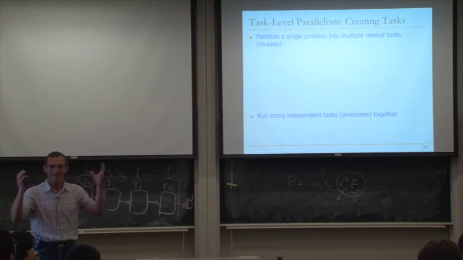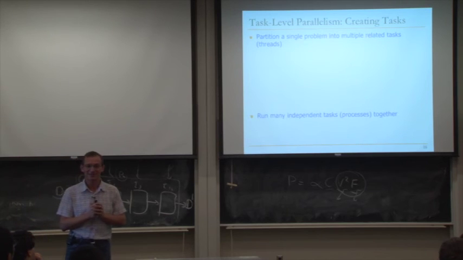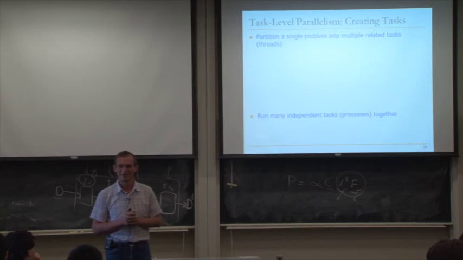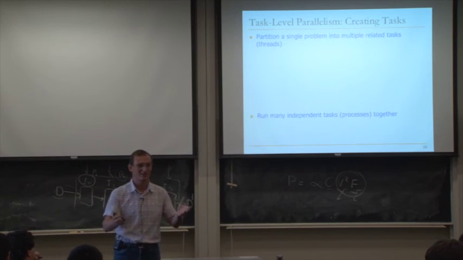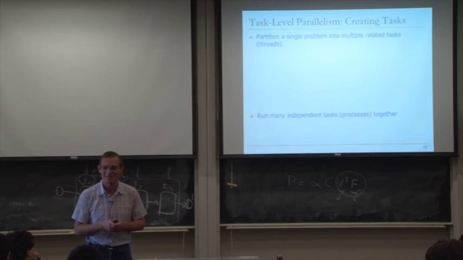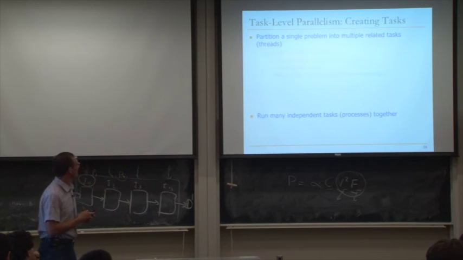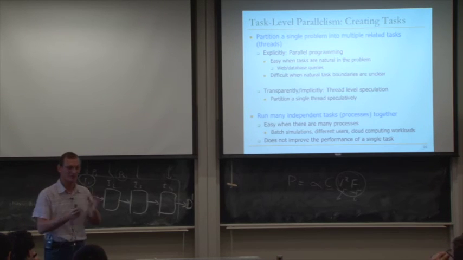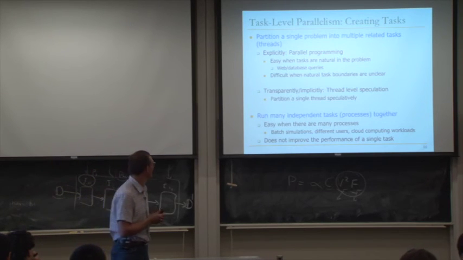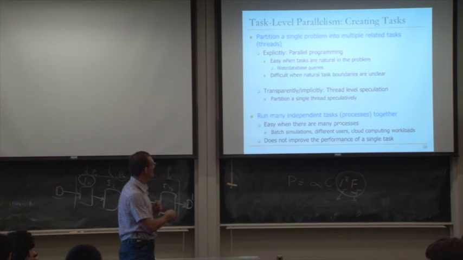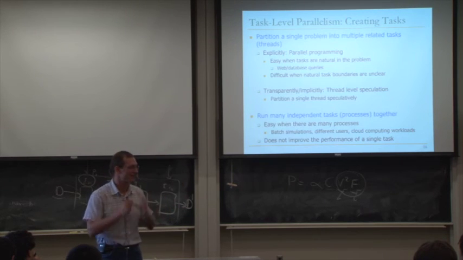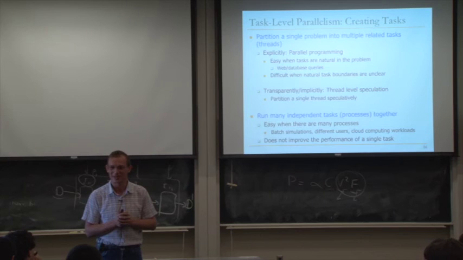You can get tasks by running many independent tasks together. I can take tasks from every one of you and execute them on my parallel computer and hopefully give you good results in the end. This is easy when there are many processes, like all of you need to do some job at the same time. For example, batch simulations, if you have different users doing different things, or cloud computing. That's what cloud computing is all about. It's essentially a big multi-program workload executing on a system.